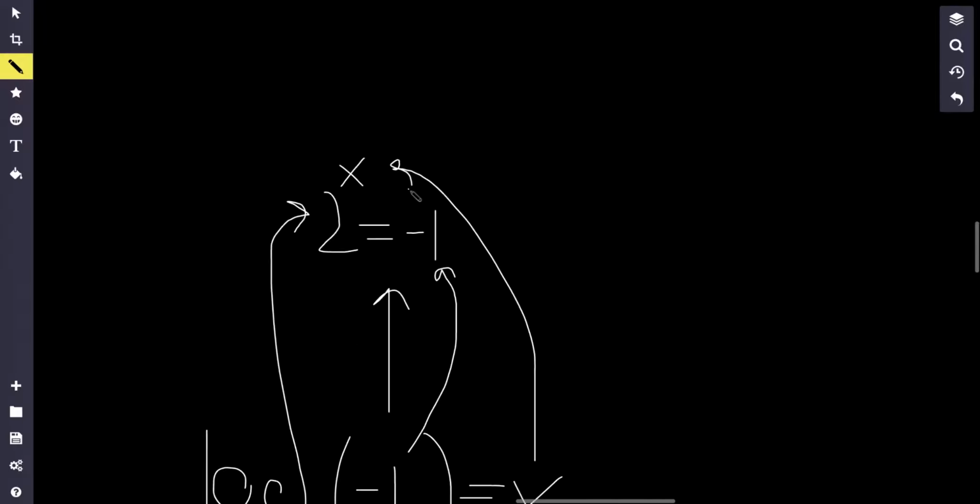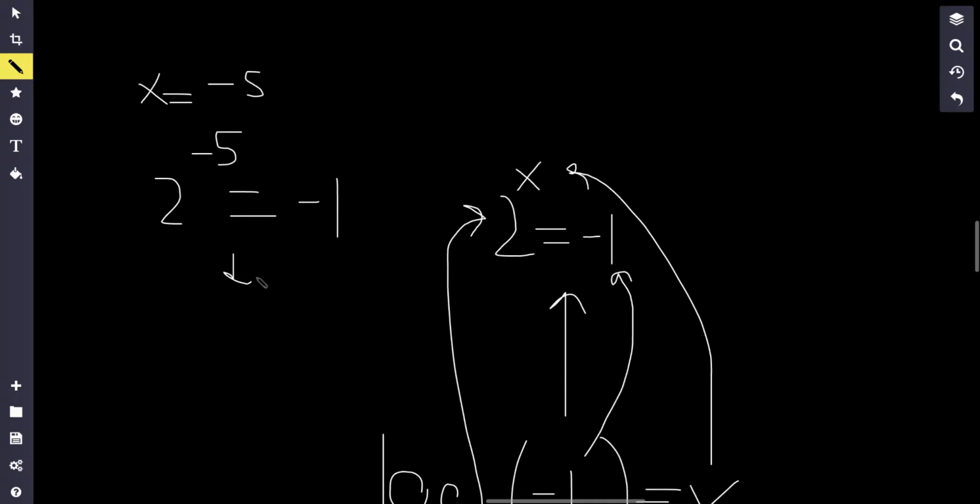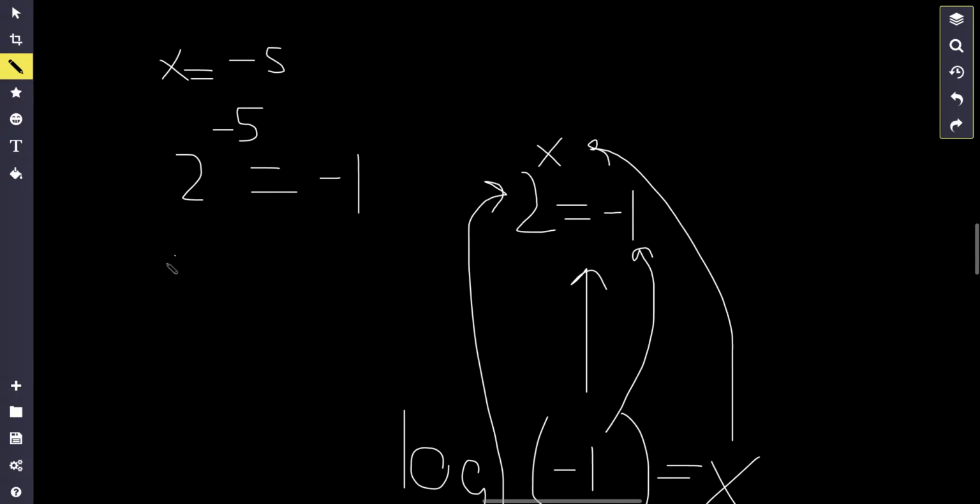So we have this equation: 2 to the x power is equal to negative 1. And it turns out that x has no real solutions. You can try plugging in any numbers. Let's say you plug in x is equal to negative 5. Well, this is the same thing as 2 to the negative 5 power, which is 1 over 2 to the 5th power, is equal to negative 1?